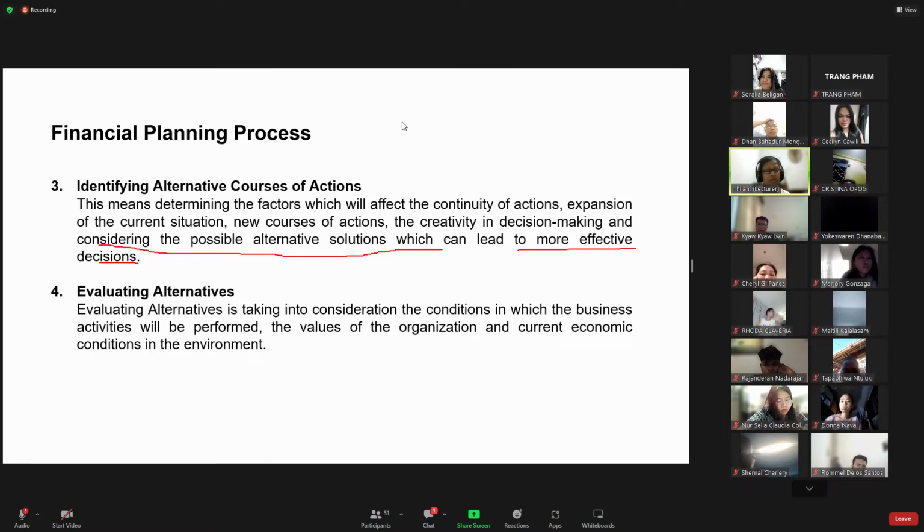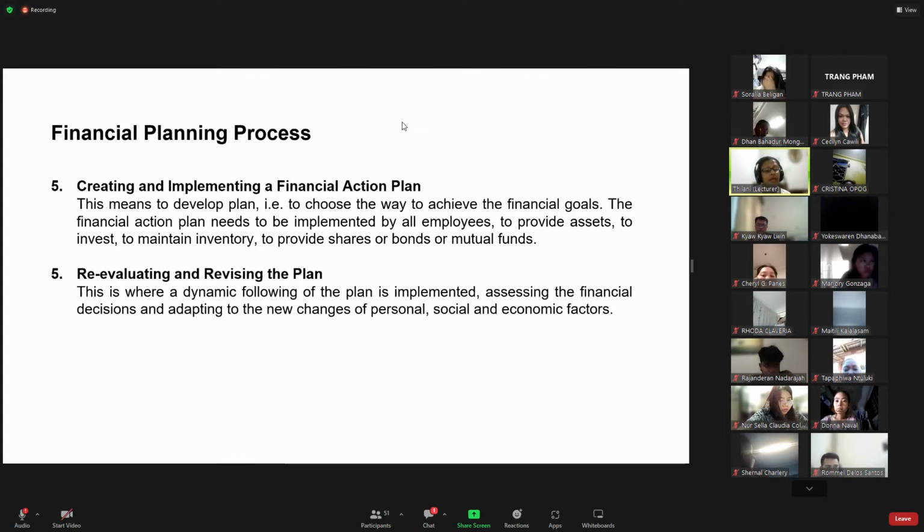You consider them. What are the conditions in terms of the business activities to be performed? What is the value for the organization and the current economic conditions within the environment? So you have to evaluate which one's better. Then you create and implement a financial plan. Once you evaluate, you create and implement an action plan.